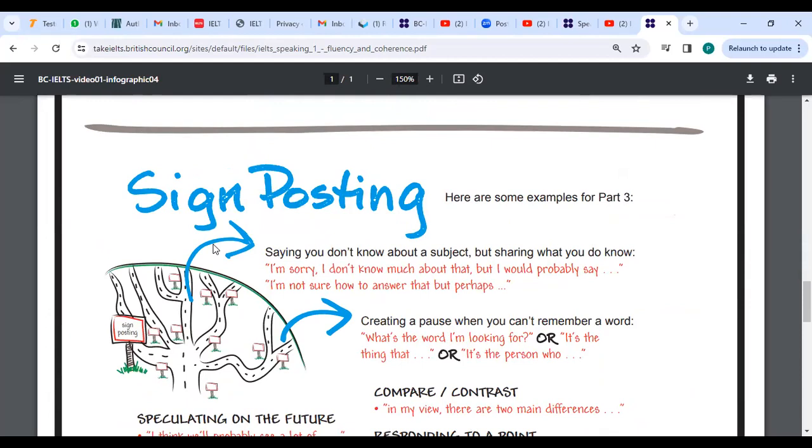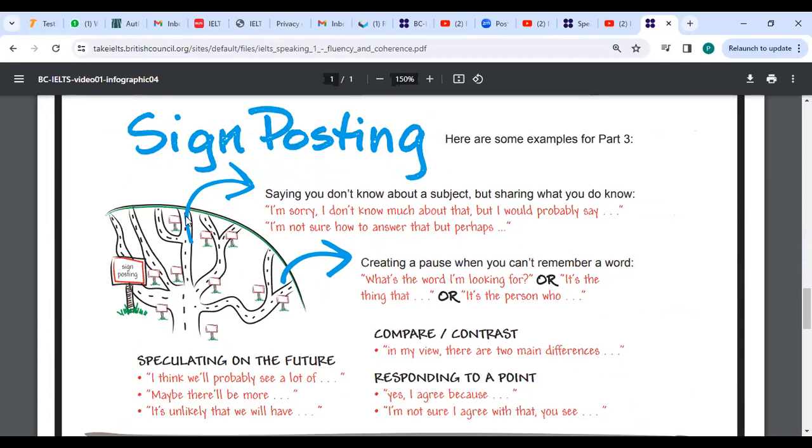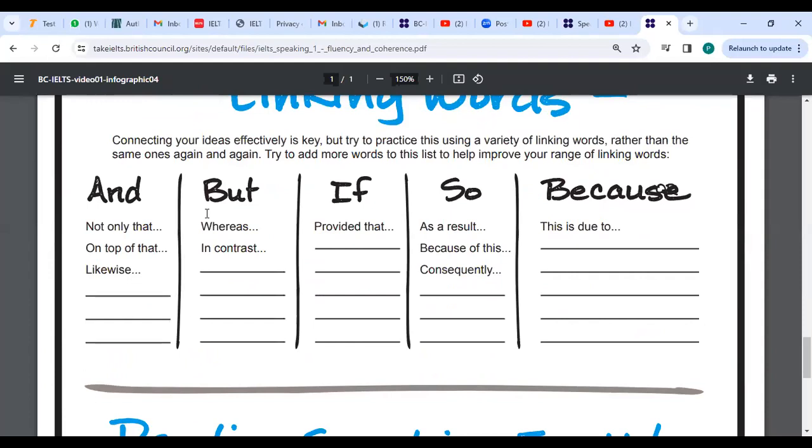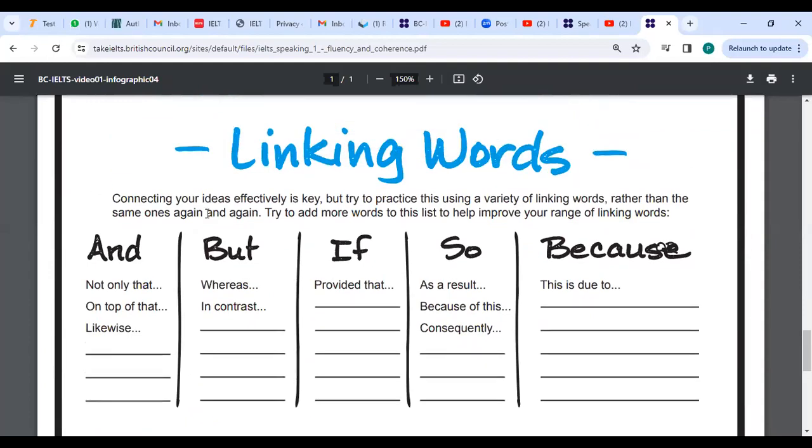Okay. There's another technique called signposting. I'm not going to talk about that now. We're also going to learn how to use linking words, connecting sentences. And there's a colloquial term for it. It's called chunks, C-H-U-N-K-S. We're going to show you the chunks technique.